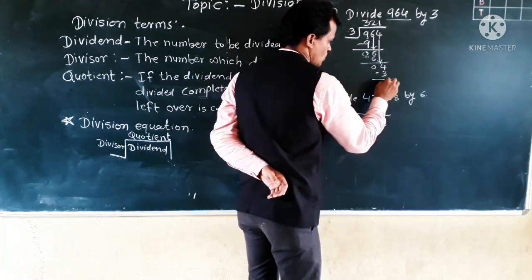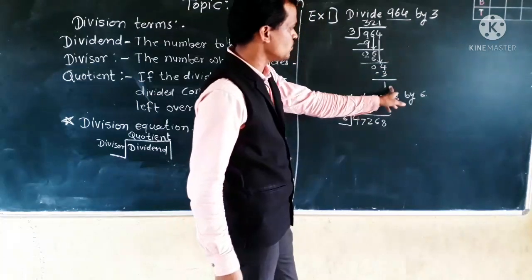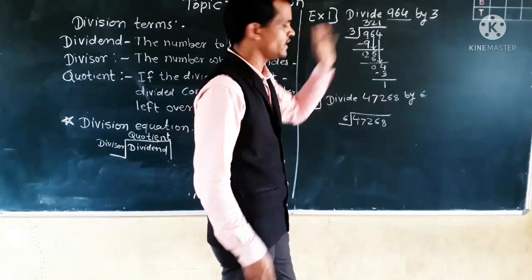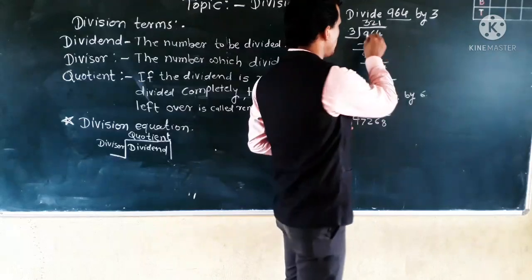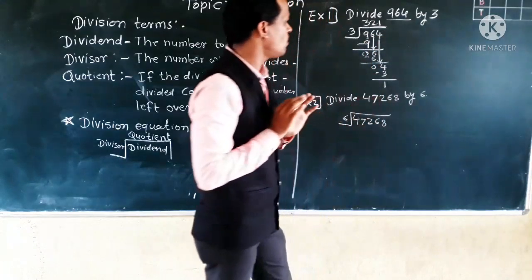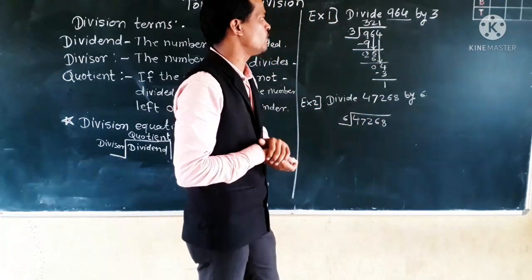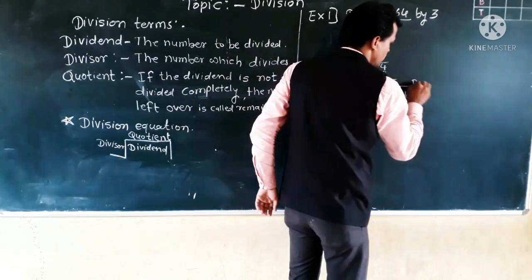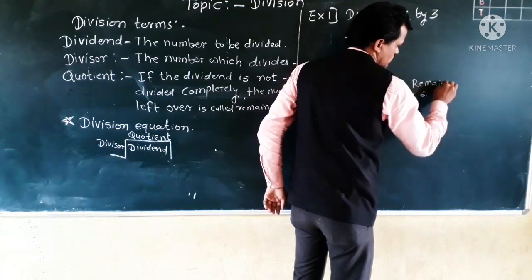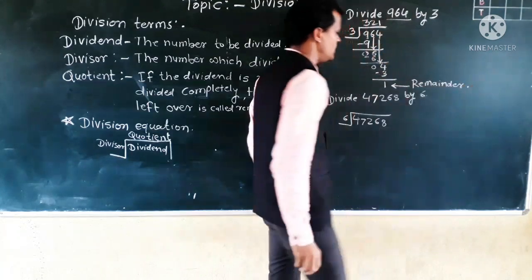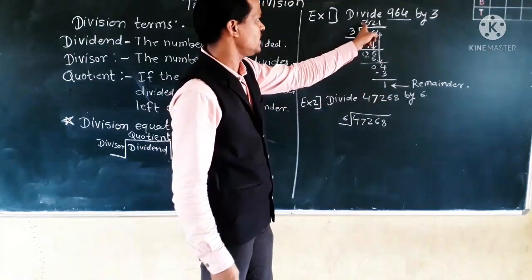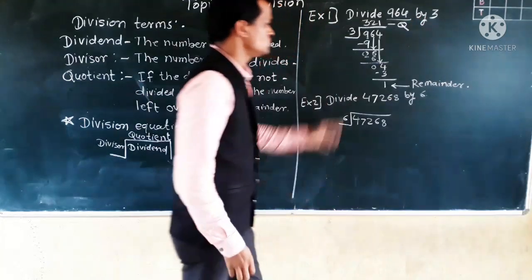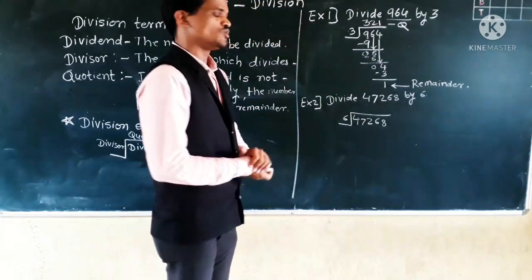4 minus 3, 1. Okay, so now further we can't divide this 1 by this 3 because 1 is smaller than 3. Okay, so this 964 is not completely divided by this 3. So 1 remains and it is called the remainder. Okay. So in this example, 1 is the remainder, 321 is the quotient. Okay. So this way you have to solve this example.